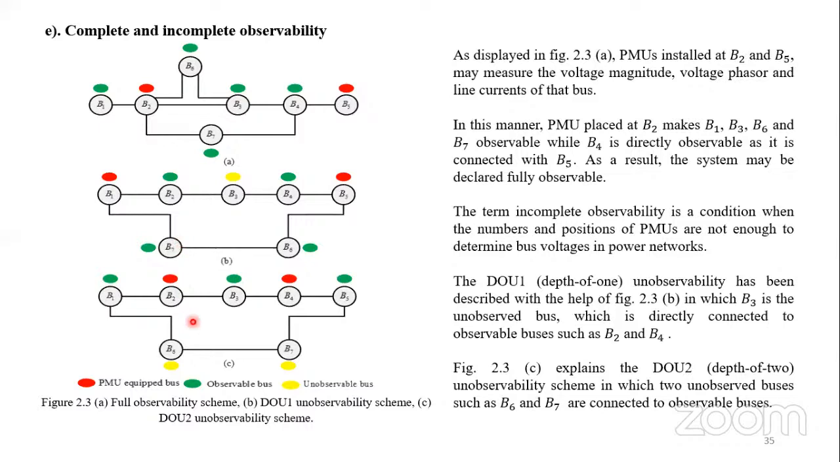But now let's take figure C here, where, as you are seeing, the PMU is installed at bus number 2 and bus number 4.